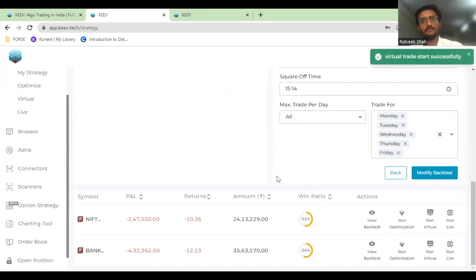And so this is a way in which you can get exposure to straddles or strangles from the indicators that you are deploying on your strategy.